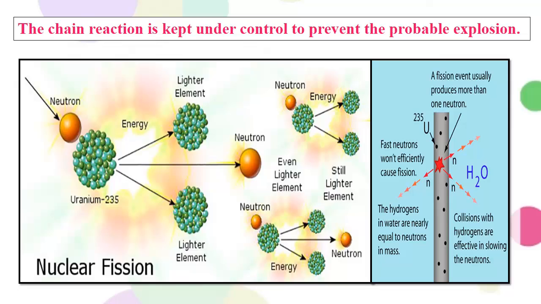But during this process, it is very important to decrease the speed of the neutrons and the number of neutrons. If we see here, a fission event usually produces more than one neutron, so every time more and more neutrons are produced. Fast neutrons won't efficiently cause fission. We need slow neutrons, so we must slow down the speed of these neutrons. And for this, in the nuclear reactor, the moderator and the controller are used.